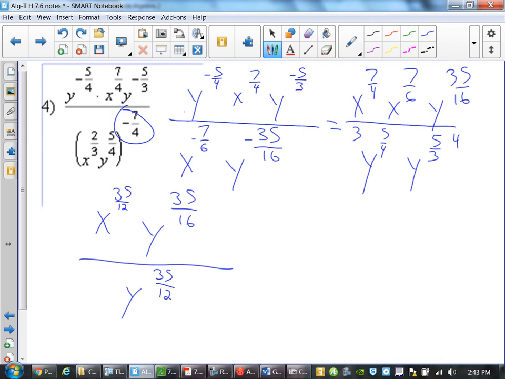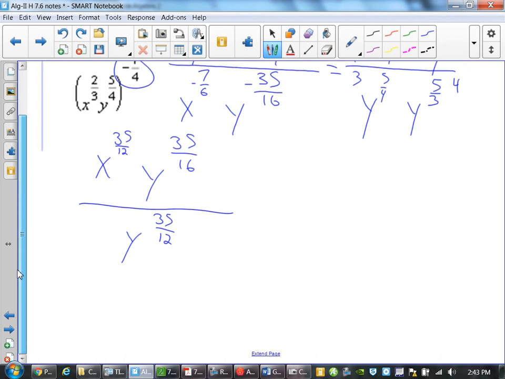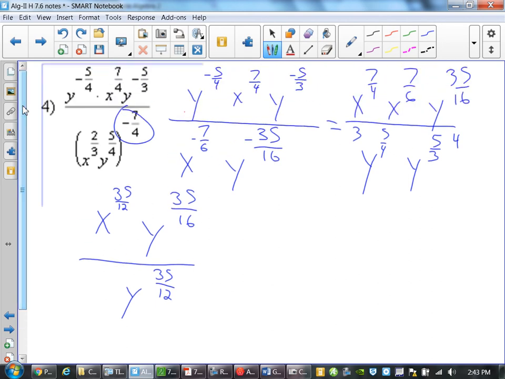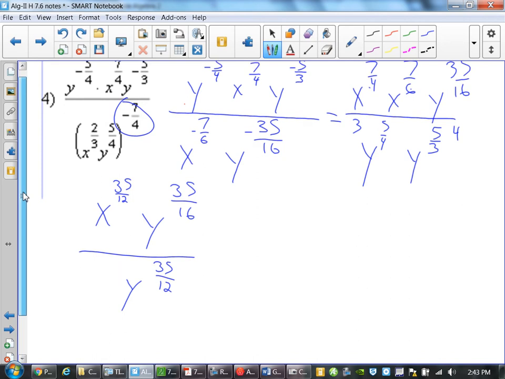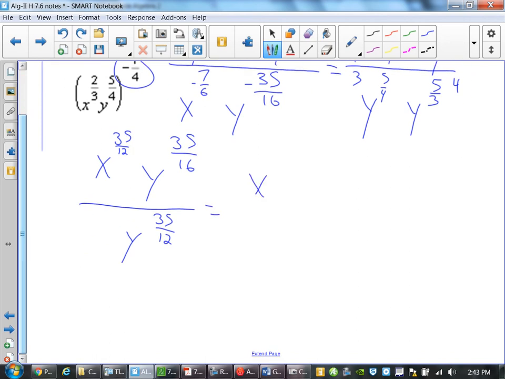Okay, so play war, who wins, 35 sixteenths or 35 twelfths? The one with the smaller denominator. So figure out, what does that simplify to? We got 35 over 48. I just added these two together. So it's x to the 35/12 over y to the, what would you say? 35/48.